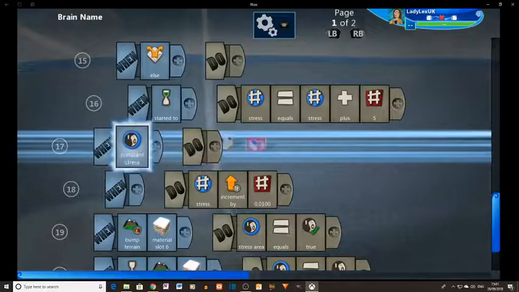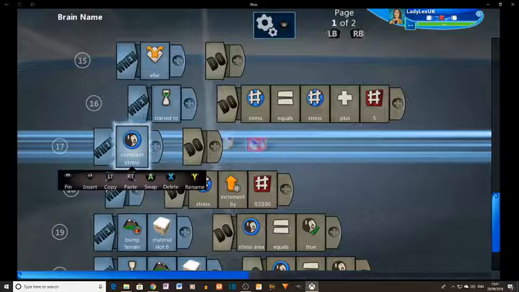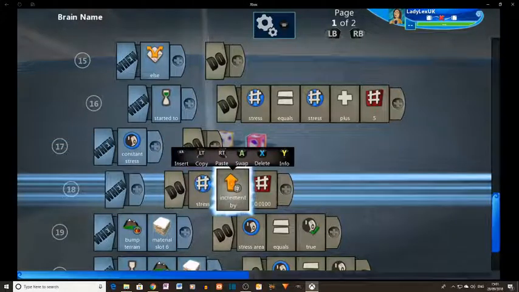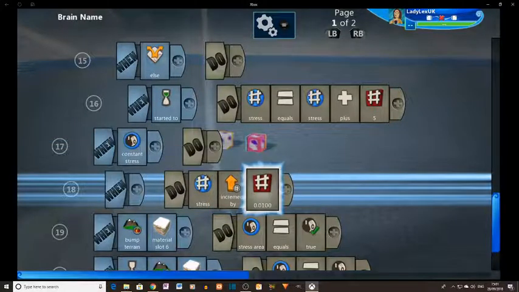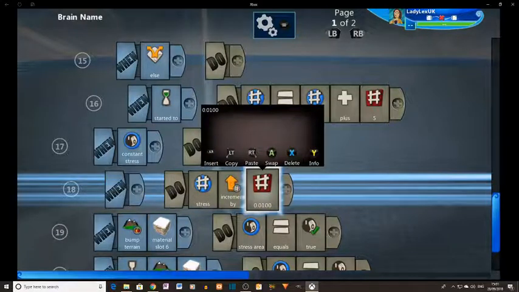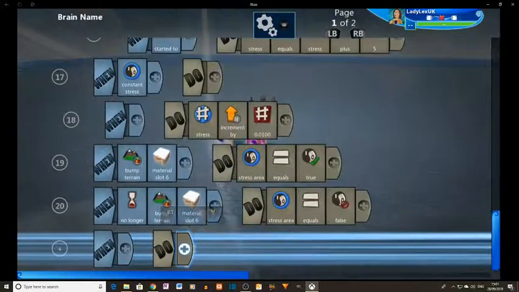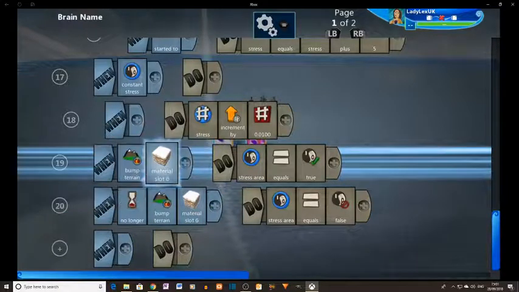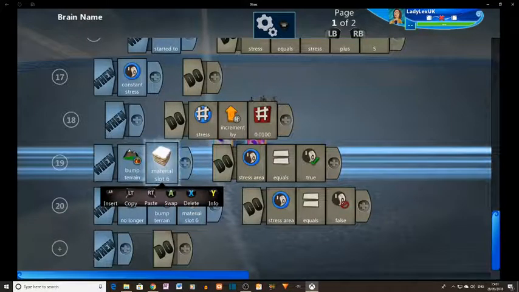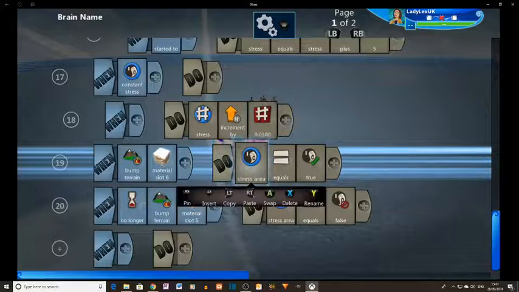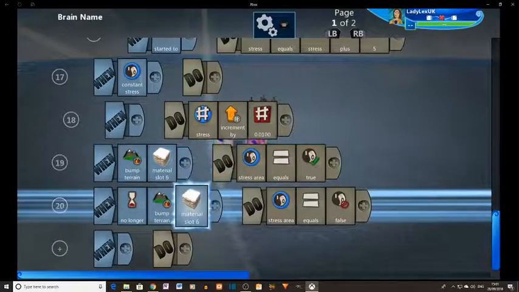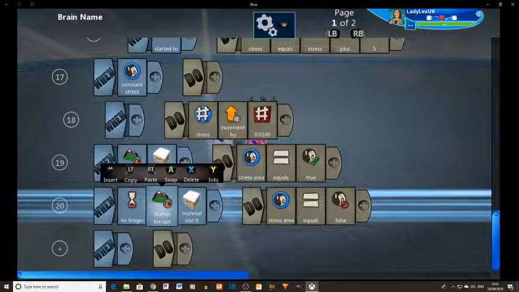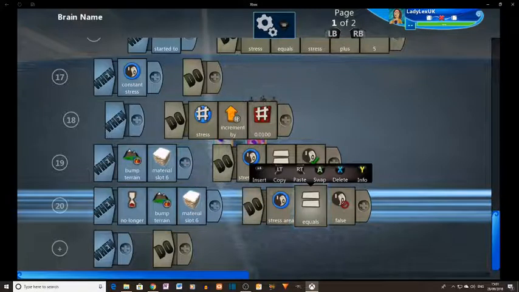If they're under constant stress, then you will increment our stress variable by this small number every frame. And here we have when the player bumps the area which is white, then we're saying we're in a stress area. When no longer, then we are no longer in a stress area.